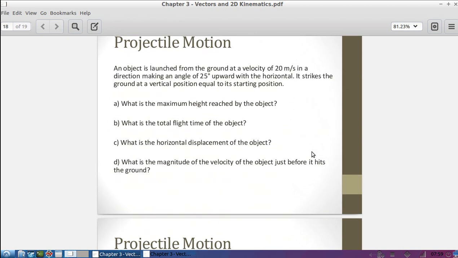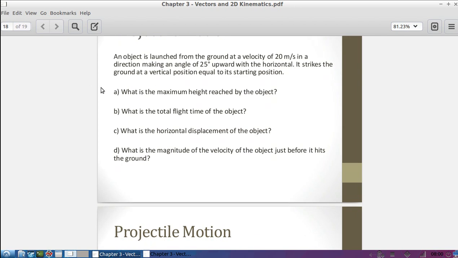So let's start with a nice symmetric problem. The object is given an initial velocity. Now this is a magnitude I'm being given, and this is the direction. So I'm launched from the ground with a velocity of 20 meters per second. The angle the velocity vector makes is 25 degrees with the horizontal, so it's 25 degrees above the ground. That's the angle at which it's being launched. It strikes the ground at a vertical position equal to its starting position, so it's going to end up back on the ground.